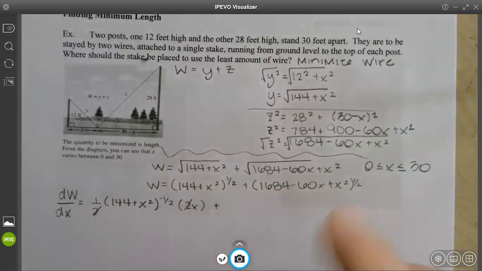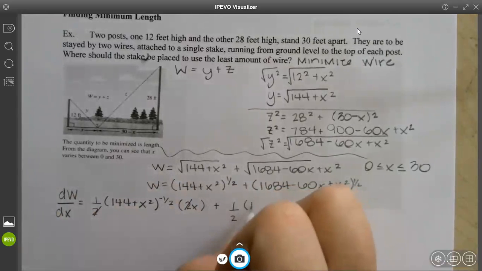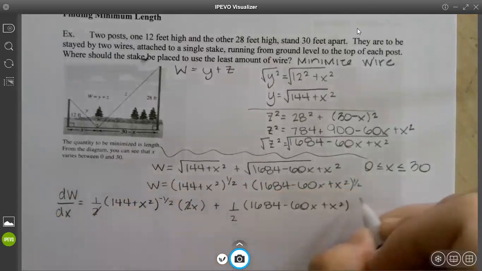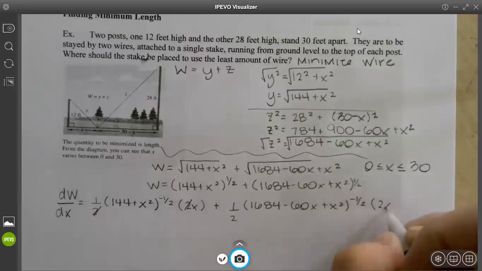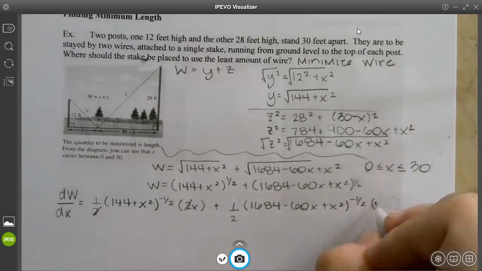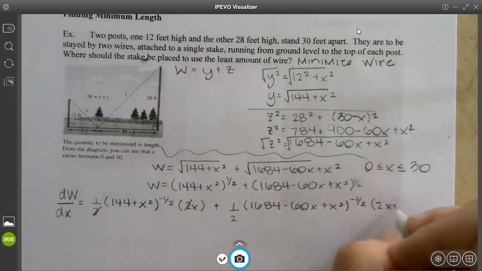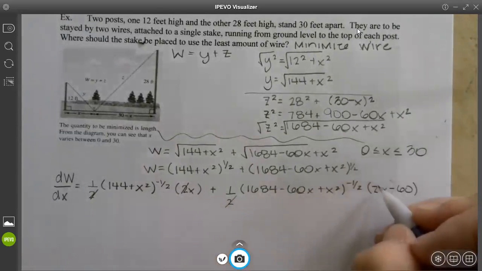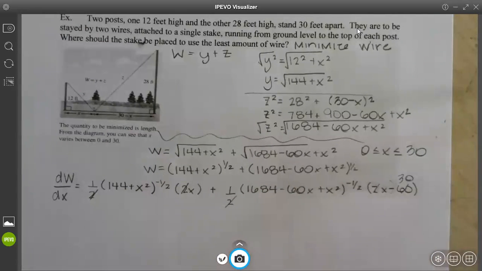All right, plus the next one is the same exact way. We're going to have 1/2 1684 minus 60x plus x squared to the negative 1/2, and it's still going to be times, sorry, not 2x, but what? Yep. And if you want to write it that way, that's fine. What can I do there? Half of 2 and half of 60, right? You can do the same thing. It's just as long as both of them are. So your 2 will go away, this will go away, and this will become 30.